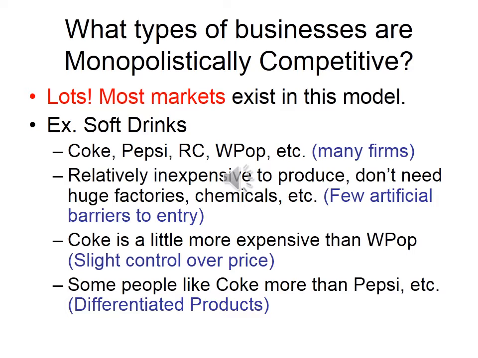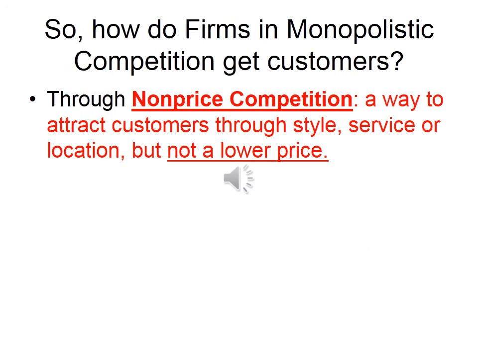So there are few artificial barriers to entry. Coke is a little more expensive than Dub-L Pop, so there is slight control over price. Some people like Coke more than Pepsi, etc. And so there is product differentiation, because they are differentiated products.